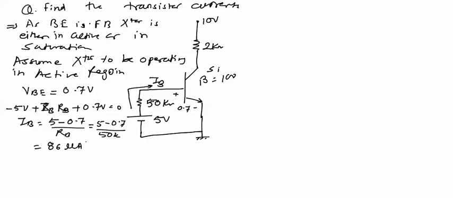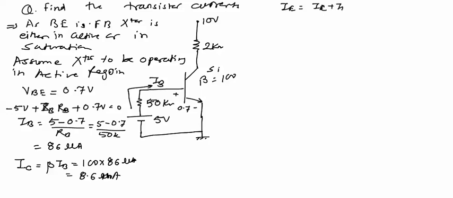86 microamperes. Now, as the transistor is operating in active, we can use this equation IC is equal to beta into IB, which is equal to 100 into 86 microamperes, equal to 8.6 milliamperes. Now, the third current IE can be calculated by adding these two currents IC plus IB, and it comes out to be 8.68 milliamperes.